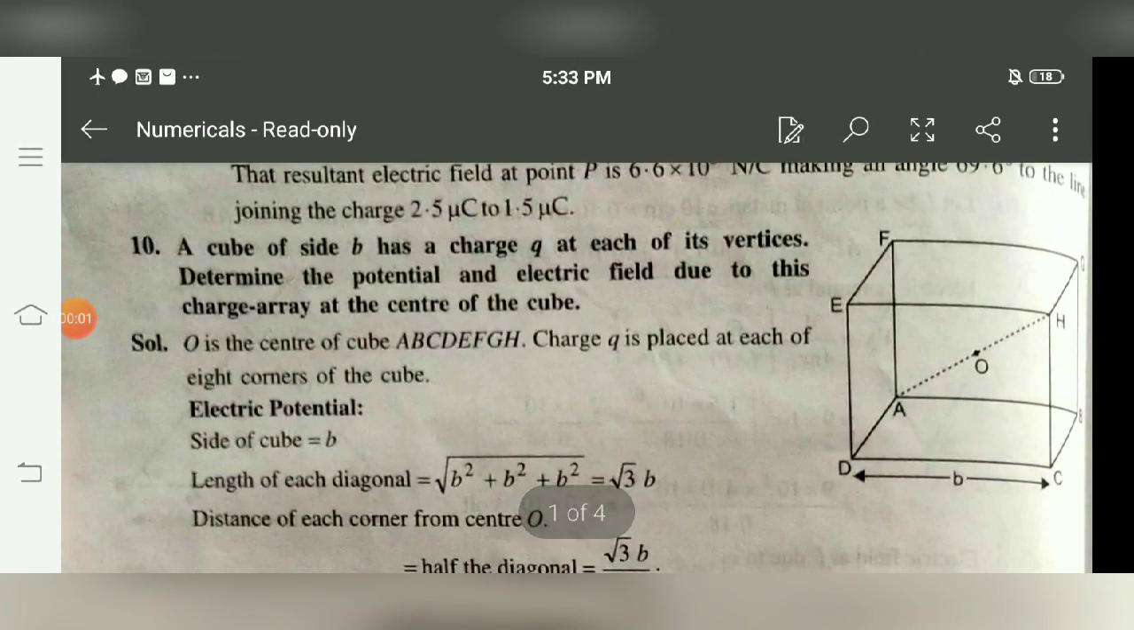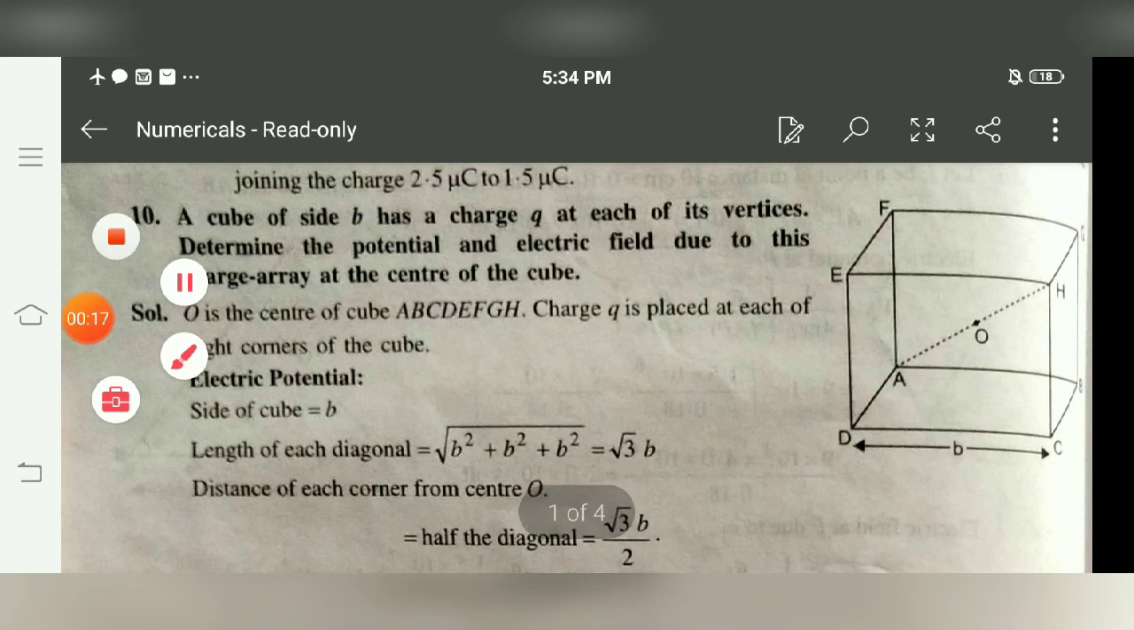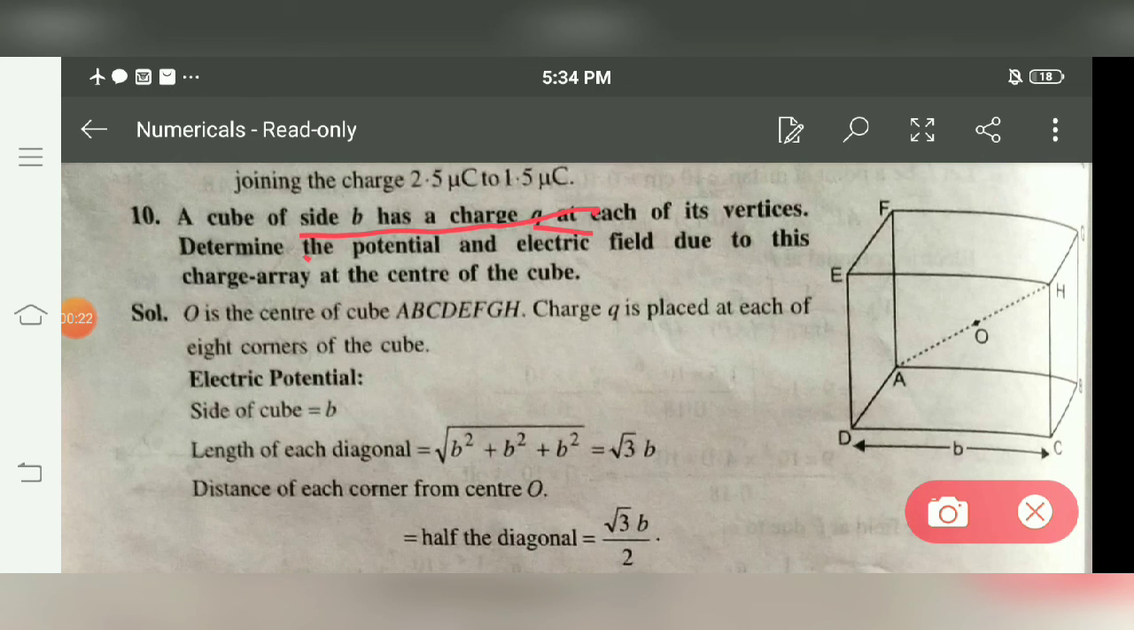So the numerical related to topic electric potential energy, work done in assembling a system of 2, 3 or more charges, or work done in moving a charge in presence of other charge from one point to other. First question is, a cube of side B has a charge q at each of its vertices. Determine the potential and electric field due to this charge array. Array means systematic form of charges, when they are positioned in a particular pattern, at the center of cube.